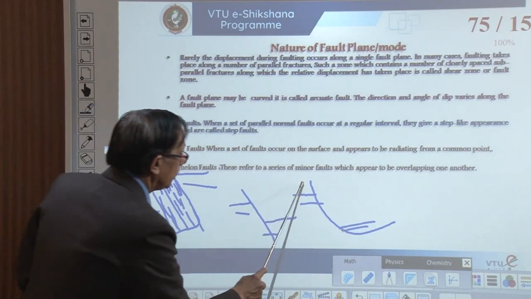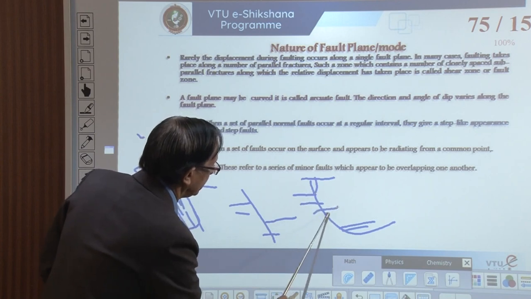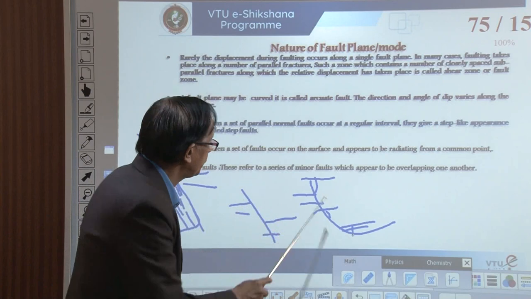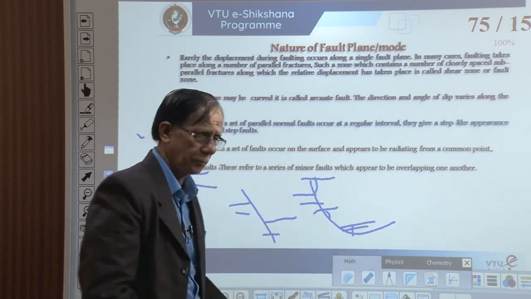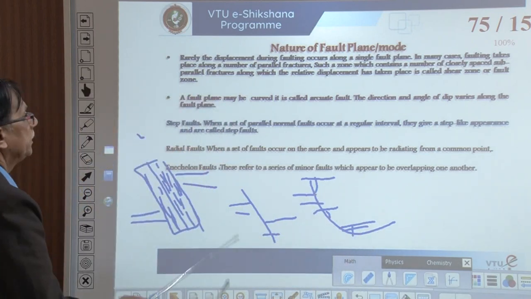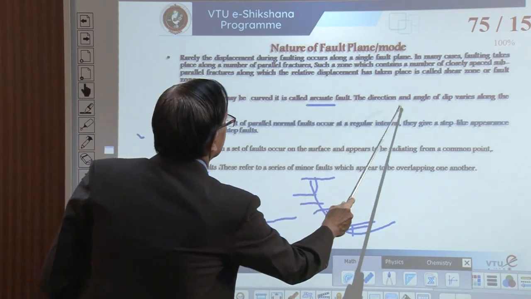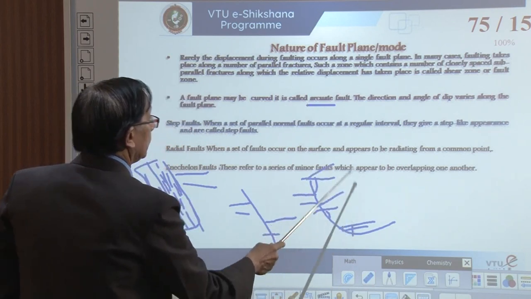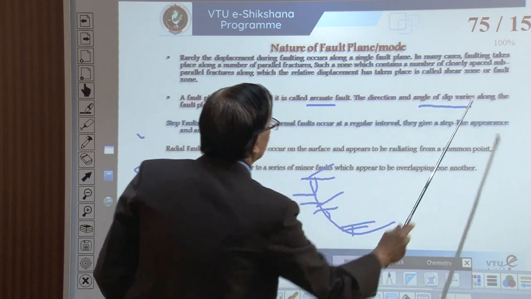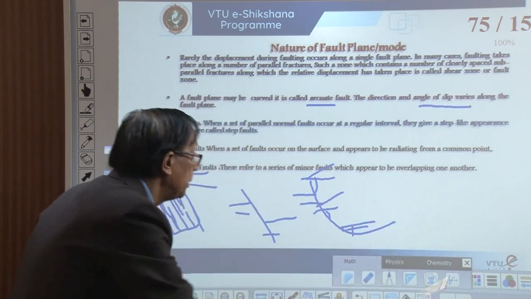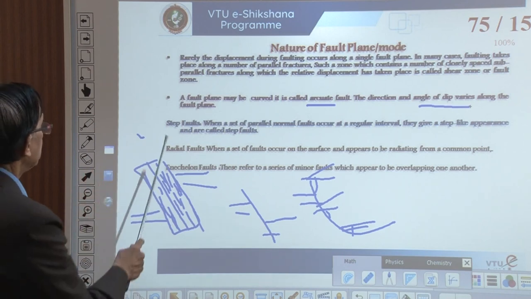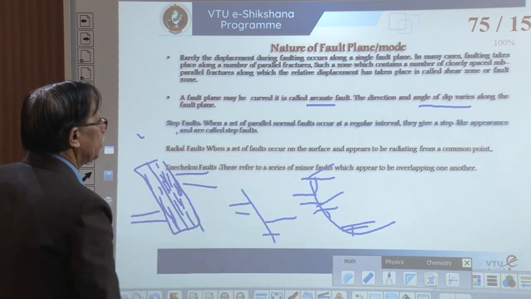What is an arcuate fault? The angle of the fault plane varies from place to place. If that is the case, then we call it an arcuate fault. The direction and angle vary. If the angle of dip varies all along the fault plane, then it is the case of an arcuate fault. Step fault is a set of parallel faults.